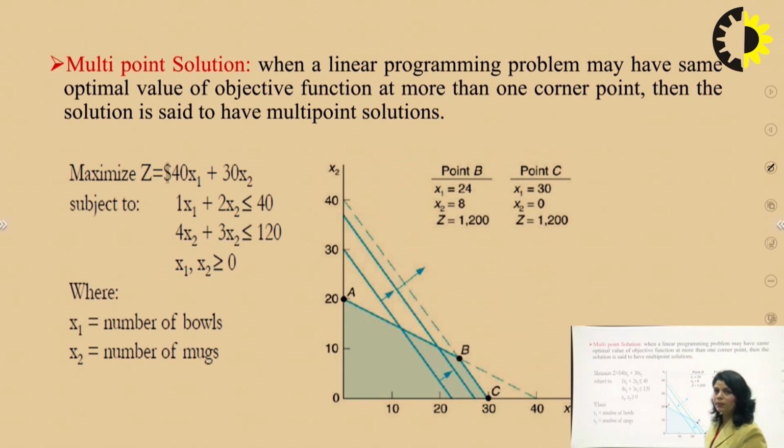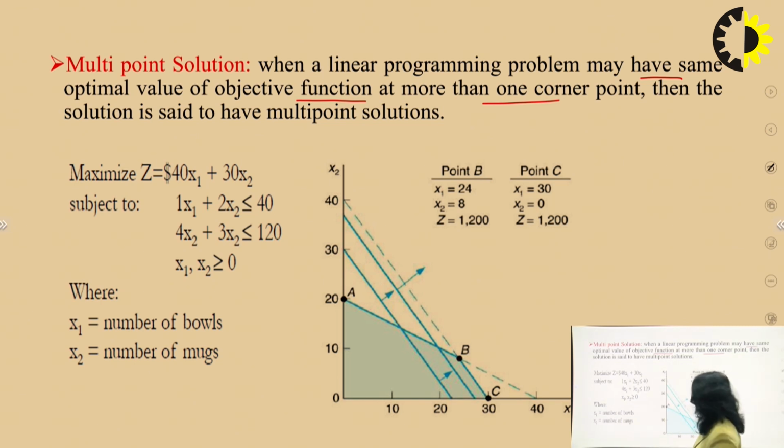Now we come to the multi-point solution, when we will get more than one solution. Multi-point solution means we will get the same value of the objective function at more than one point. So when in a linear programming problem we have the same optimal value of the objective function at more than one corner point, then the solution is said to be a multi-point solution.